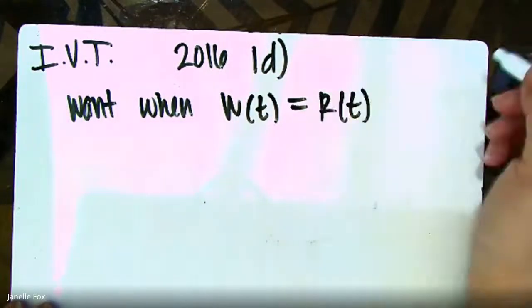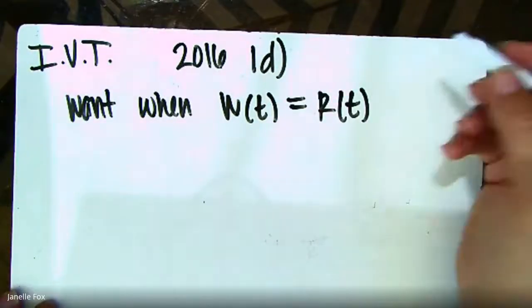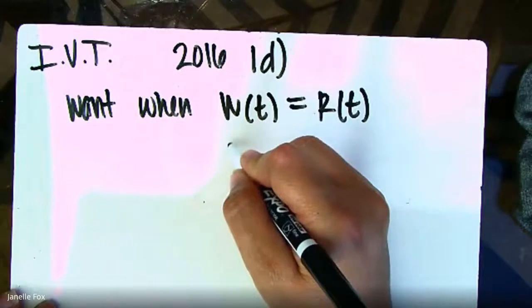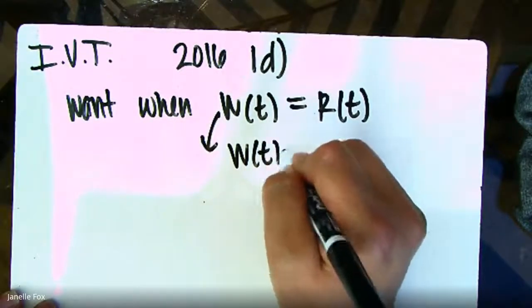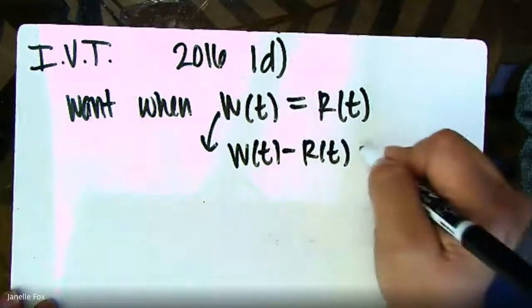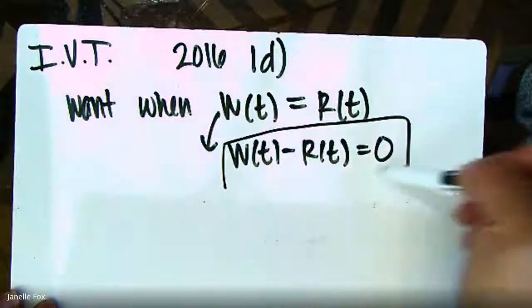When is there a time when these two rates are going to be the same thing? So what I took this and interpreted as is, I wanted to know, okay, well, then that would mean that W of t minus R of t would have to be equal to 0. So I just want to know, is there a time when this can happen?